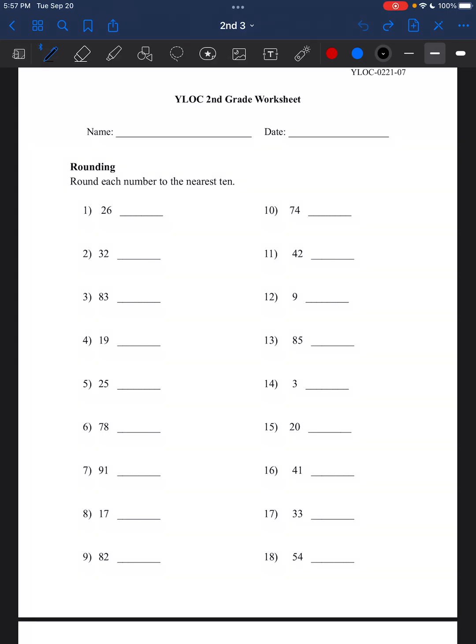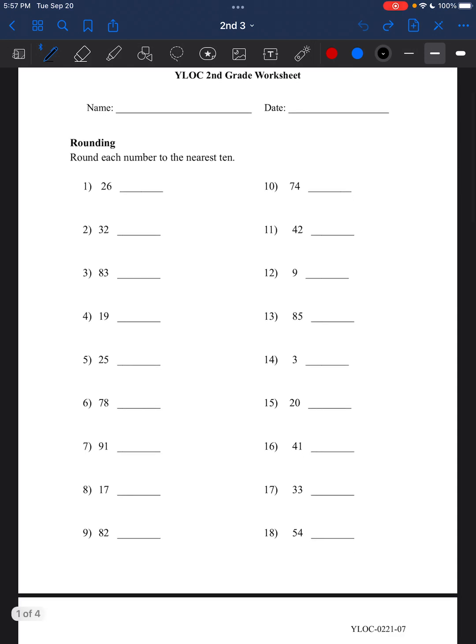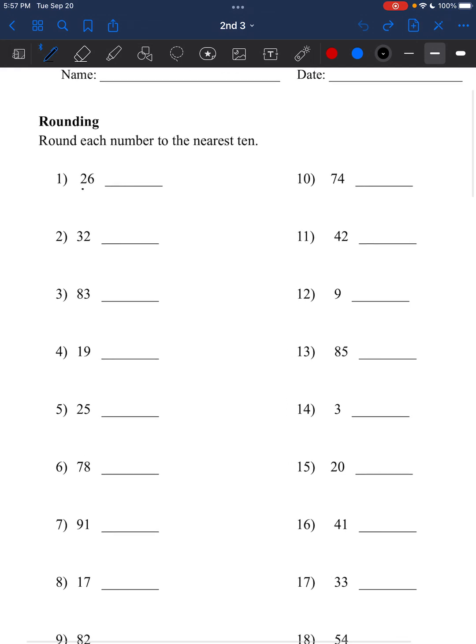So this is the Ylock second grade worksheet for week 7. So let's look at the first problems. So rounding. Round each number to the nearest 10. So you guys probably learned this is the tens place and this is the ones place.